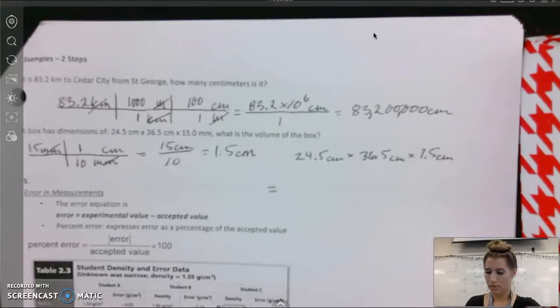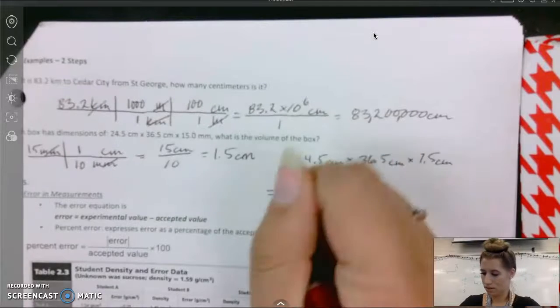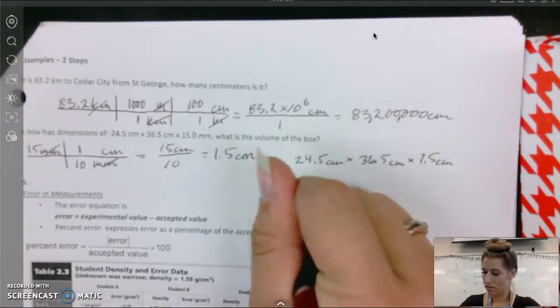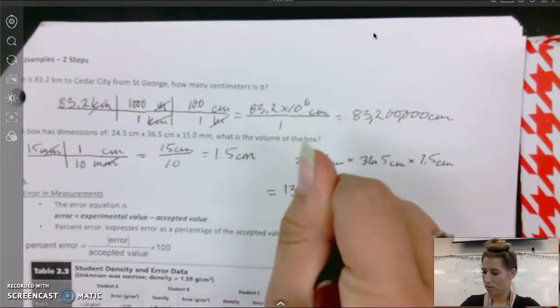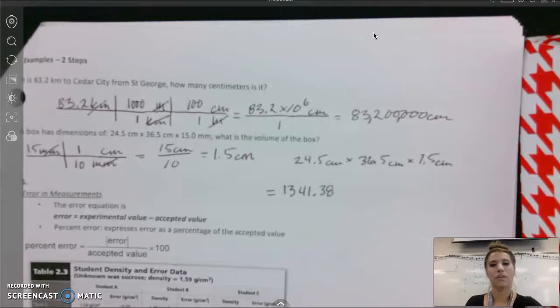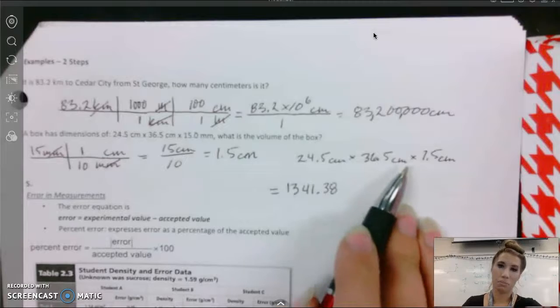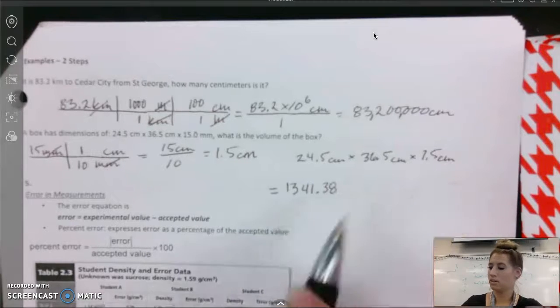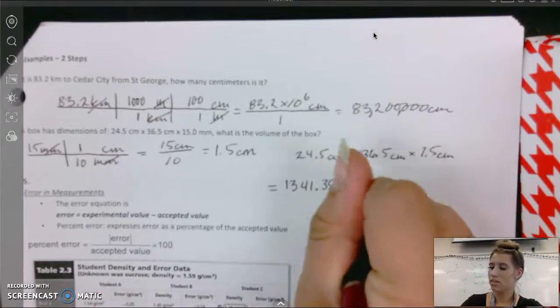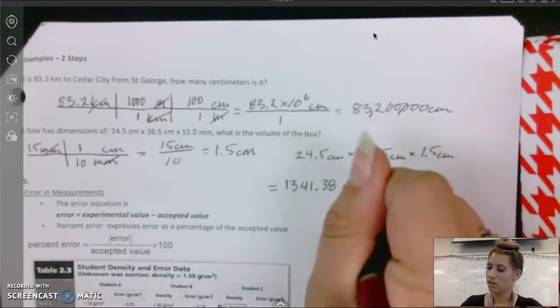Base times width times height. So we're figuring out a volume here. So I get 1,341.38. Okay. And what are my units? Well, I'm taking centimeters multiplied by centimeters multiplied by centimeters. So my final units here are not just centimeters, they're centimeters cubed.